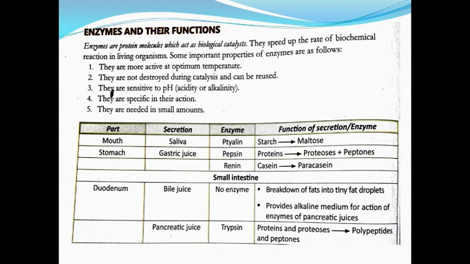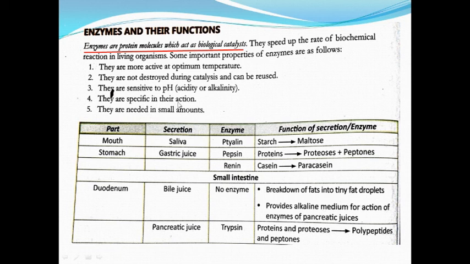Now, enzymes and their functions. What are enzymes? These are protein molecules which act as biological catalysts. I told you in the beginning itself. What are biological catalysts? They speed up the rate of biochemical reactions in living organisms. And some important properties are there. This is not very much important for you. Okay, what is important here I'll show you.